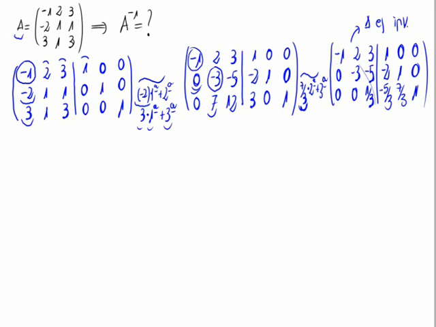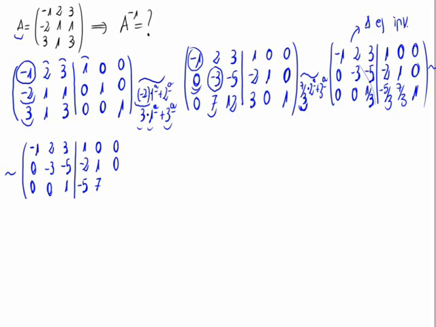We erase this. Multiply all the rows times 3. We copy the first one, negative 1, 2, 3, 1, 0, 0. The second one too, 0, negative 3, negative 5, negative 2, 1, 0. The third one gets multiplied times 3. 3 times 0 is 0, 3 times 0 is 0, 3 times 1/3 is 1, 3 times negative 5 over 3 is negative 5, 3 times 7 over 3 is 7, 3 times 1 is 3.